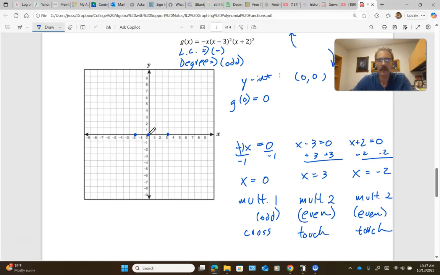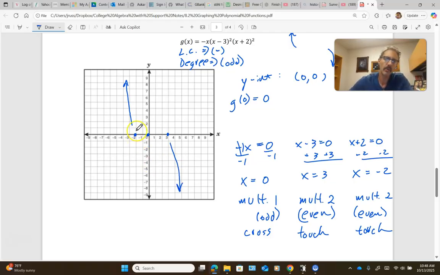And then what you do is you look at your end behavior and kind of figure out the orientation. So the left end needs to be up, and the right end needs to be down. So I can kind of sketch that in here. And the right end down.